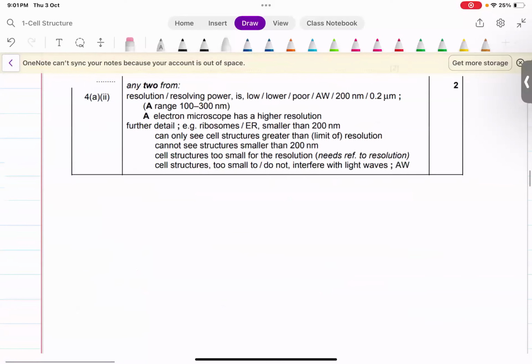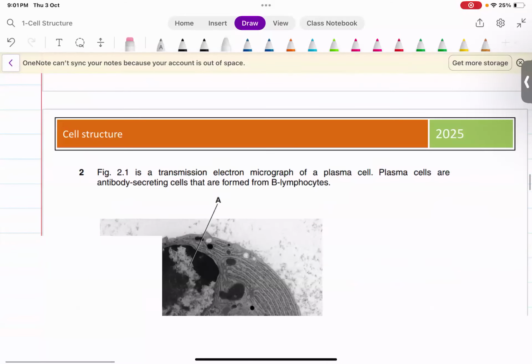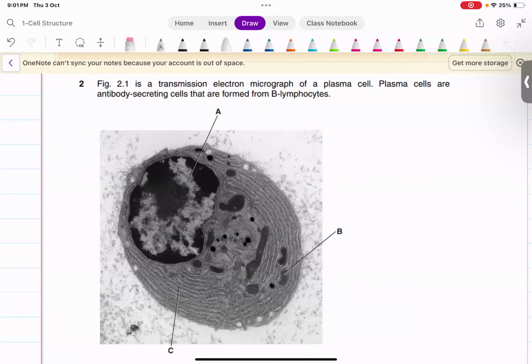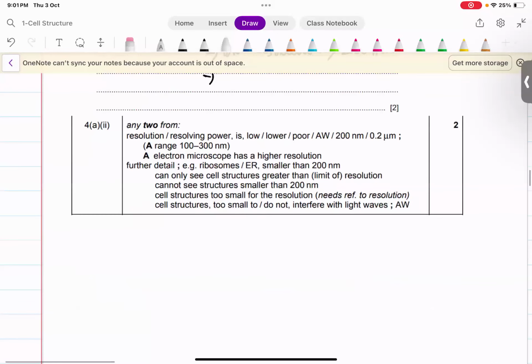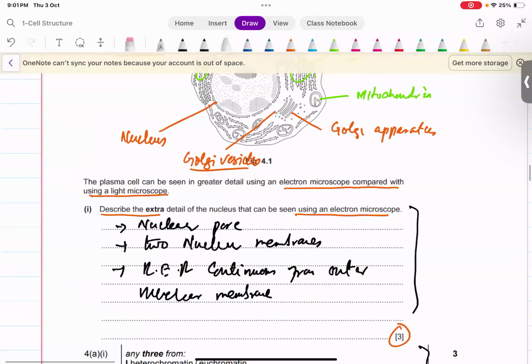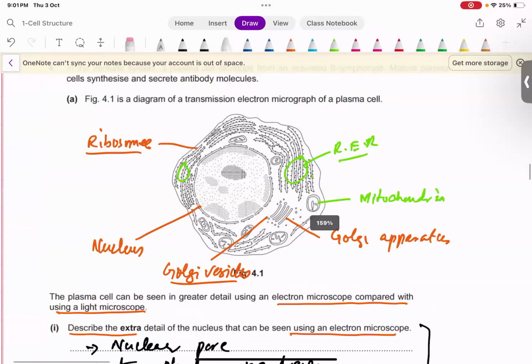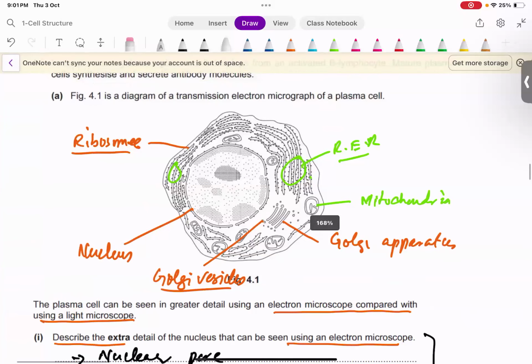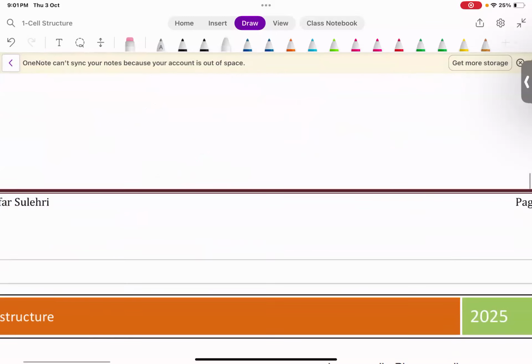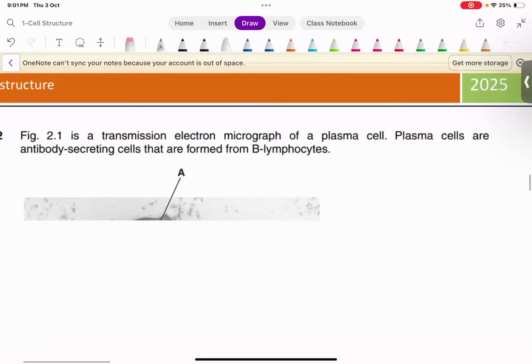So this is another plasma cell. This is a transmission electron micrograph of a plasma cell. Similar structures are seen, but this is a drawing of the plasma cell, which shows the structures with more clarity, and you can easily identify them. But sometimes it becomes a bit difficult to identify the structures in the images.